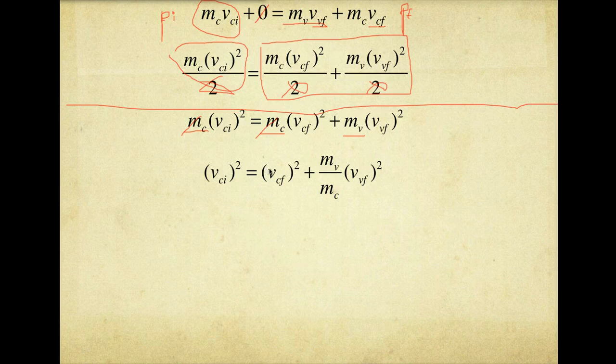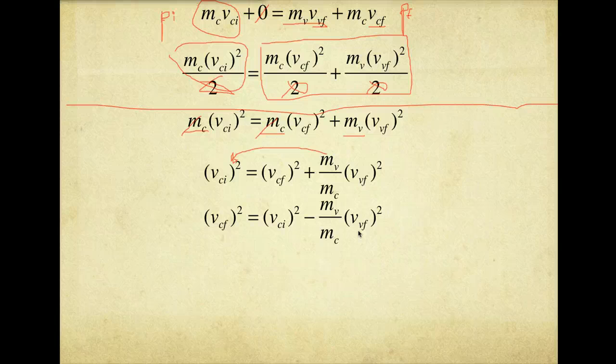Now I'm going to rearrange this and put this part on the left with a minus, and just rewrite this as velocity final for the car equals velocity initial for the car minus mv over mc, and that's v final for the van. Now I'm still stuck with 2 variables. I don't know what this is, and I do not know what this is. So I'm going to get rid of velocity for the van.